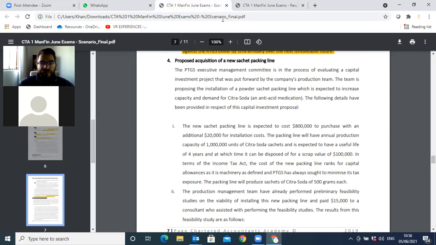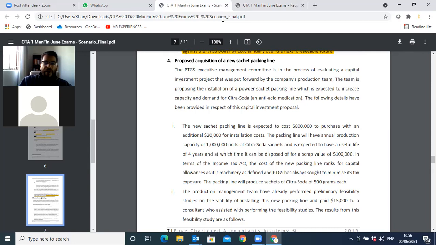So they're saying the PTGS Executive Management Committee is in the process of evaluating a capital investment project that was put forward by the company's production team. The team is proposing the installation of a powder sachet packing line, which is expected to increase capacity and demand for citrus soda, an anti-acid medication. The following details have been provided in respect of the capital investment proposal.